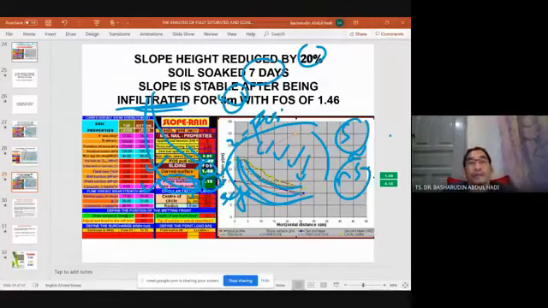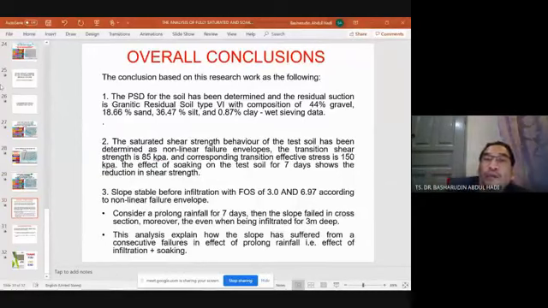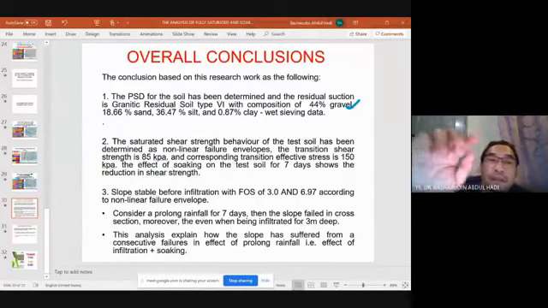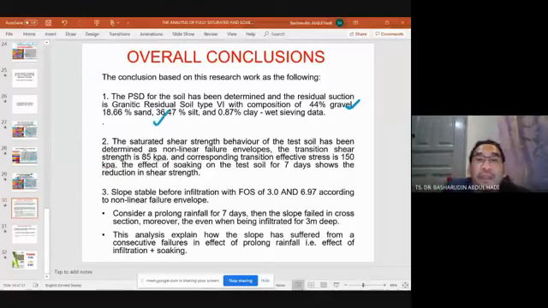And lastly, our overall conclusion: the PSD, we already agree that 44% is gravel, and we agree the main contribution is sand, 36.7%, which is permeable and makes the water pass through the soil. It's a permeable soil type. We also have sand, and the case becomes worse because the sand is also permeable and very hard and allows the water through. Then 18.66%, and lastly we have clay at around 0.87%.